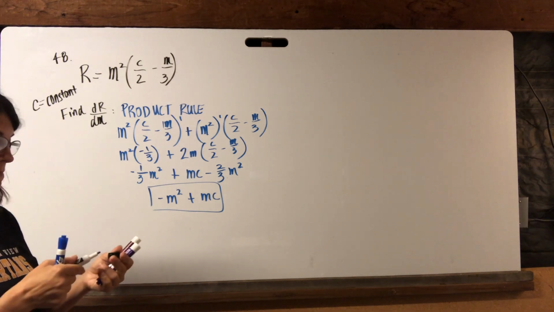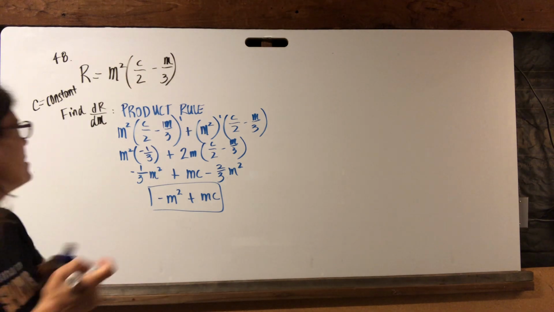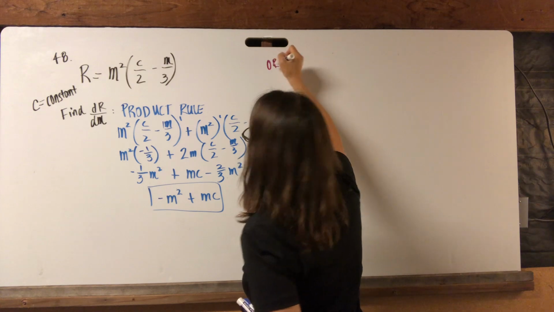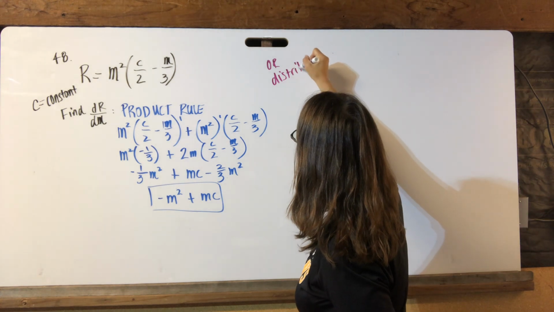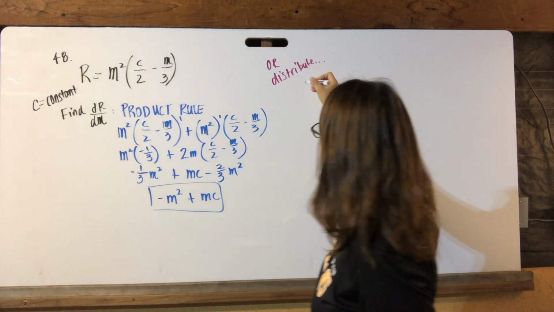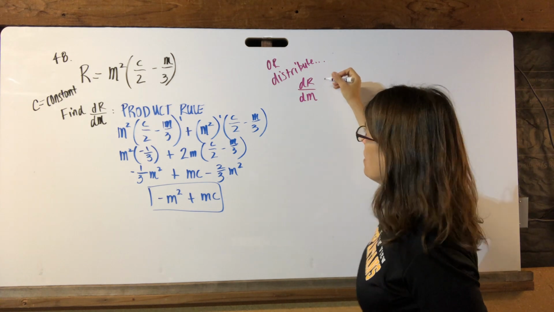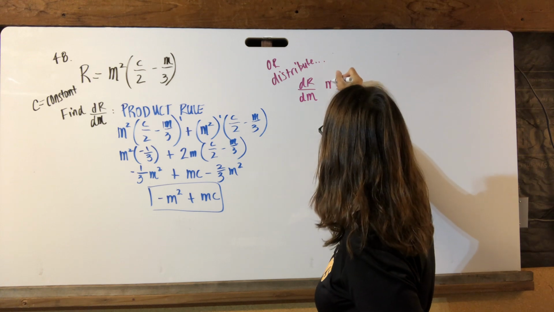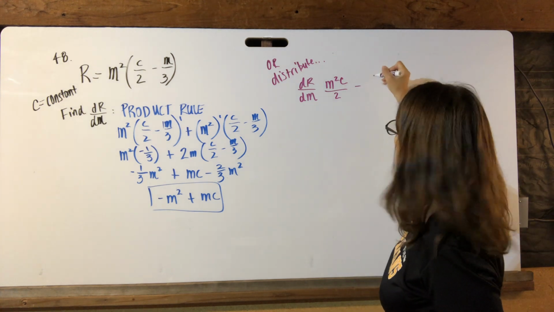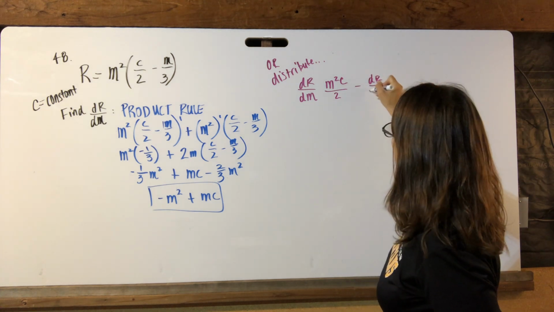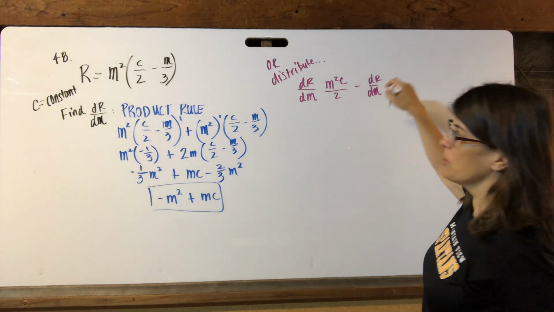That's one way to do it. Of course, I never pick the easiest way first. I always pick the hardest way first. Another way to do it is to distribute the m squared. So I want to find the derivative of r with respect to m of m squared c over 2 minus the derivative of r with respect to m of, minus from here, and then becomes m cubed over 3.